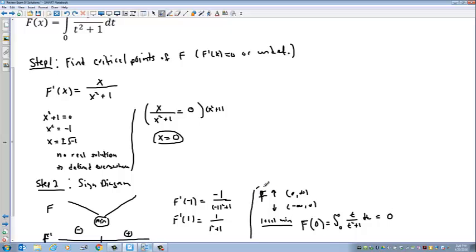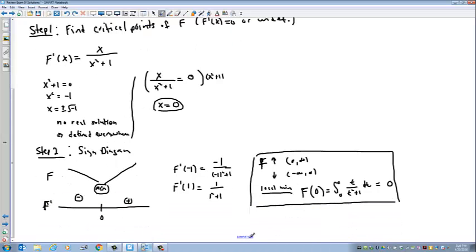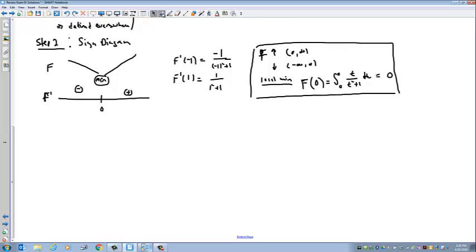And so that's where it's increasing, decreasing, and I have a local min. Of course, you don't have a local max, so if you want to write none for local max, you can, or you can just skip it. All right. Let's go on to the next piece, which is step 3. So step 3 is now we want to find the critical points for f prime.